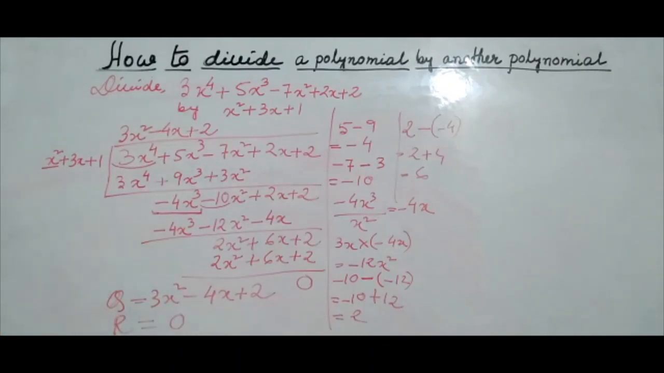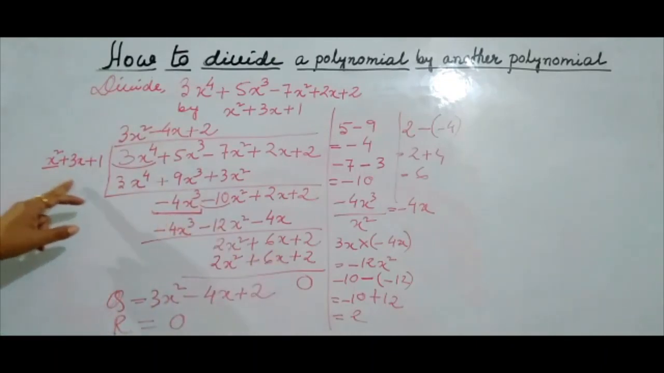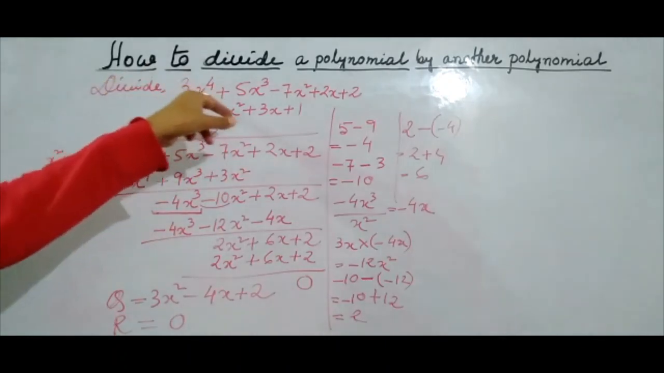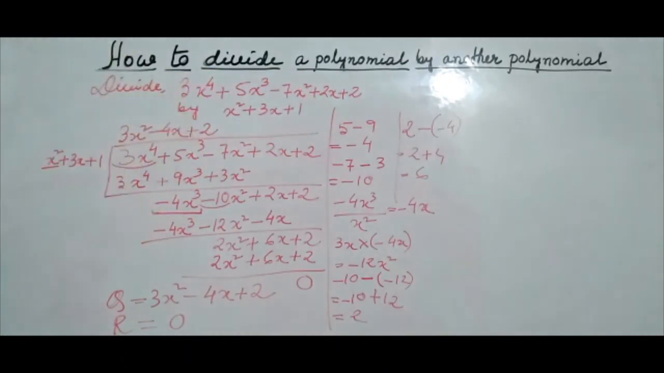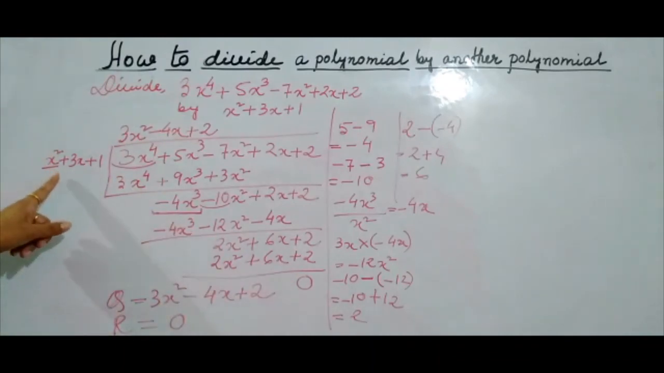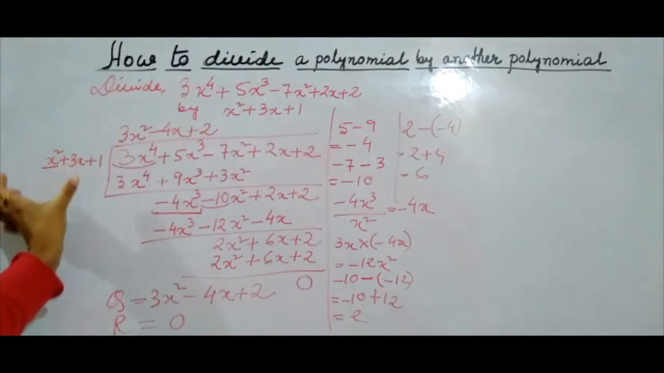Now let me tell you one more thing. Whenever the remainder is equal to 0, what can we say? x square plus 3x plus 1 is a factor of this polynomial. Clear? Whenever the remainder is equal to 0, the divisor will be a factor of the dividend.